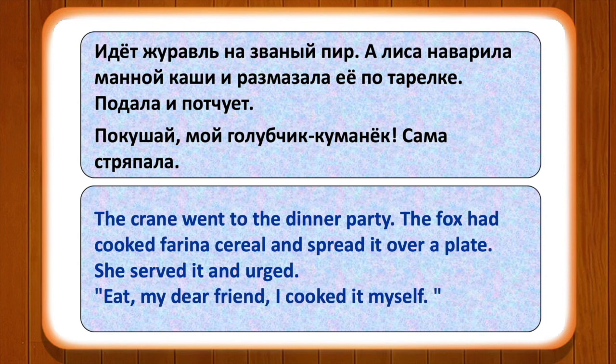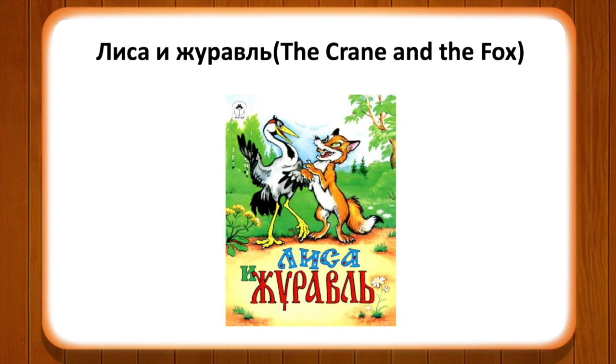Покушай мой голубчик куманек. Покушай is from the verb покушать. Мой is my. Голубчик куманек is a set expression for my dear friend. Сама стряпала. Стряпала is from the word стряпать. Сама means on my own, and стряпать means to cook. Dear friends, here ends part 1 of The Fox and the Crane.